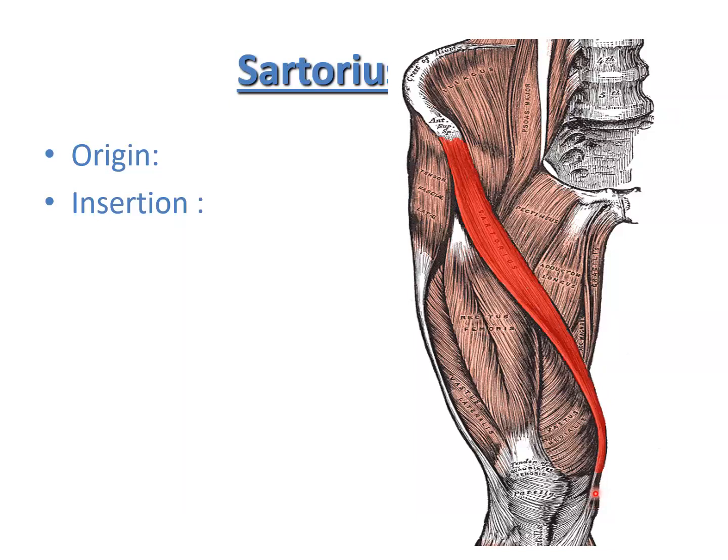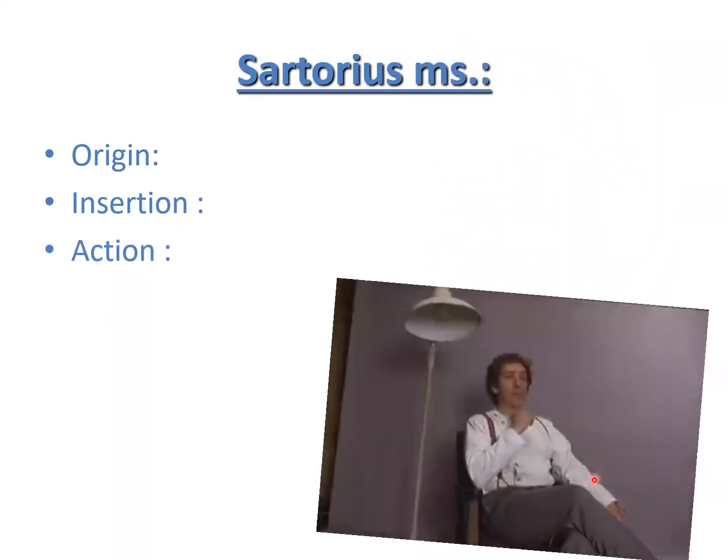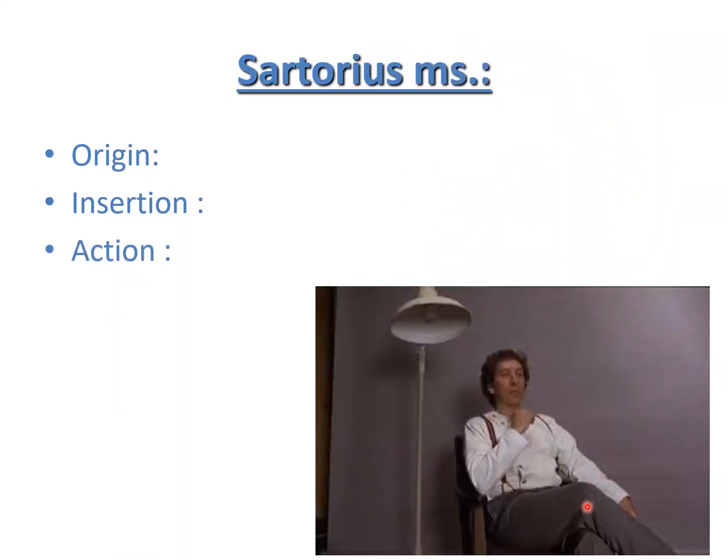The third muscle we have is sartorius muscle. Sartorius originates from here, from the anterior superior iliac spine, and is inserted here in the upper part of the medial surface of the tibia. This part has 2 other muscle insertions, and the 3 muscles are abbreviated by SGS: Sartorius, gracilis, semitendinosus.